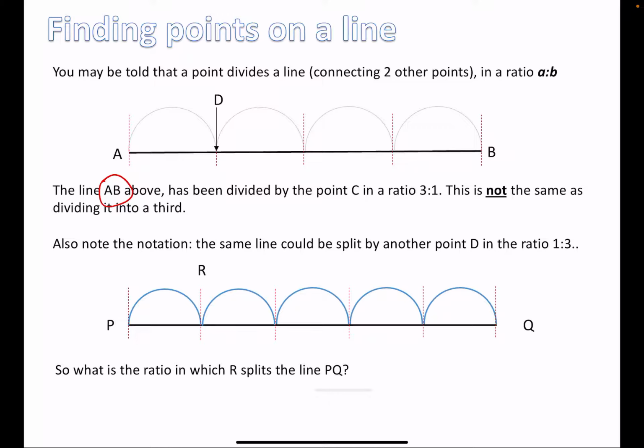So what is the ratio in which R splits the line PQ here? We can see that there's 5 parts, and R is splitting the line PQ with 1 part on one side and 4 parts on the other side, in which case it's splitting in the ratio 1 to 4. If there was a point here, for example, let's call this X, that would be splitting the line PQ in the ratio 3 to 2.